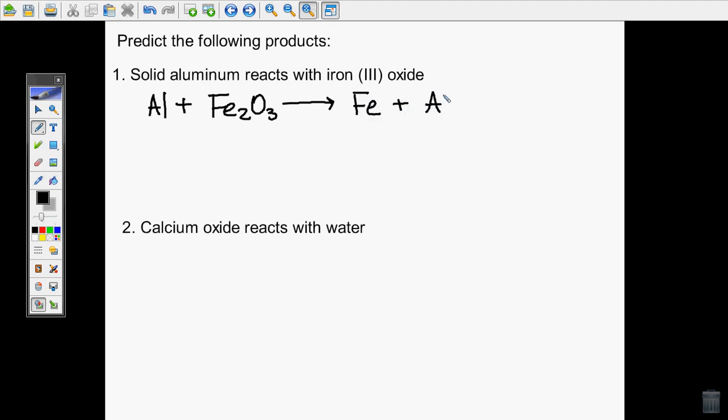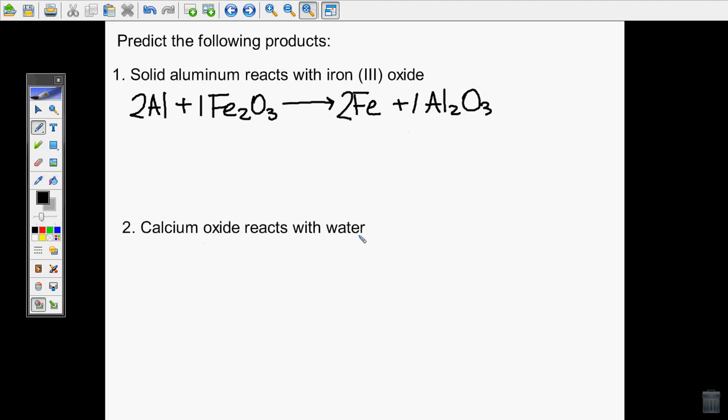plus aluminum oxide. And then I need to balance it. So I have 1 aluminum here, 2 here, so this needs to be a 2. I have 2 iron here, so this needs to be a 2. I have 3 oxygen, 3 oxygen. So then I can just go back and fill in with ones. If it makes you feel better, you don't have to.